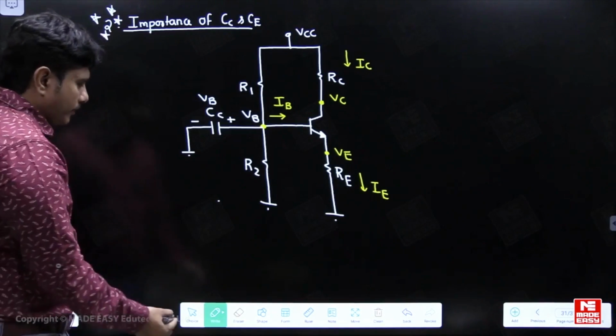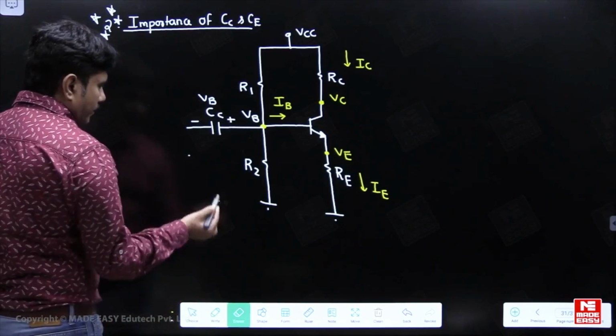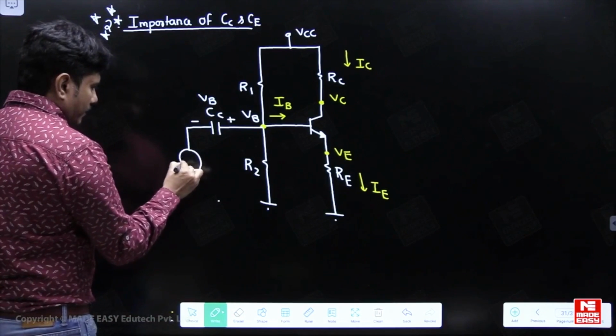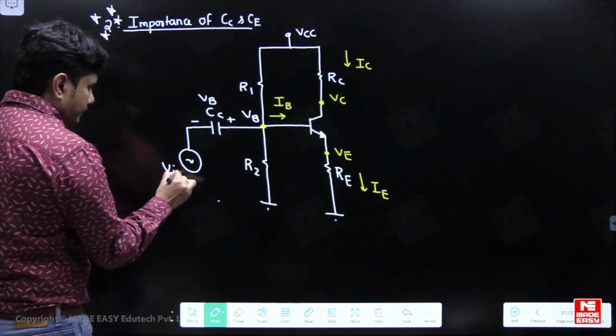After that, you remove this ground in the lab. Ground को remove करो. Now, if I give some signal here, that is your small signal VIN.